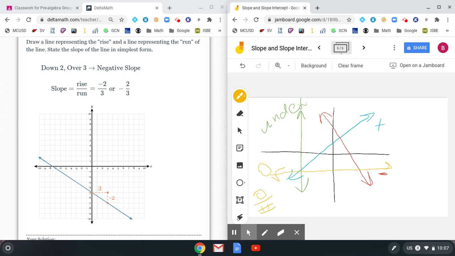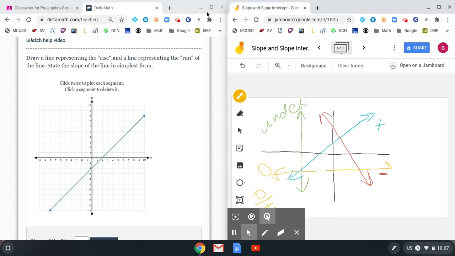So already you should be starting to think about, okay, if I'm given a graph, is my slope positive? Is it negative? Is it 0? Or is it undefined? If it's 0 or undefined, boom, you're done. You don't have to do anything. If it's positive or negative, then you actually have to figure out, okay, how steep is it? I have to figure out what are the numbers associated with the actual rise over run.